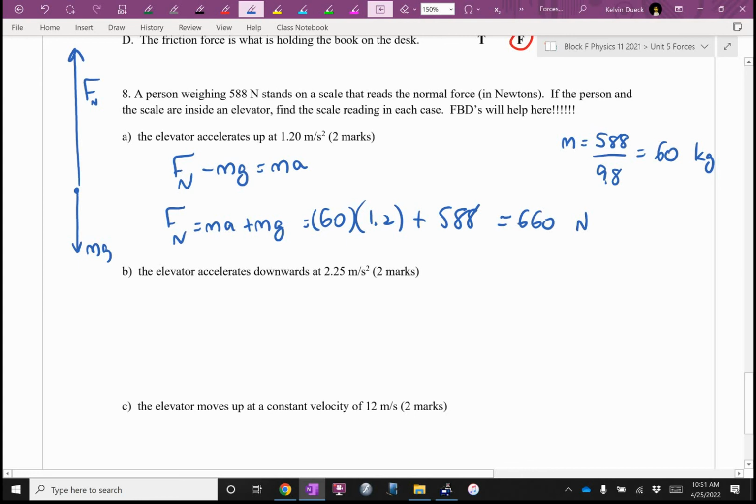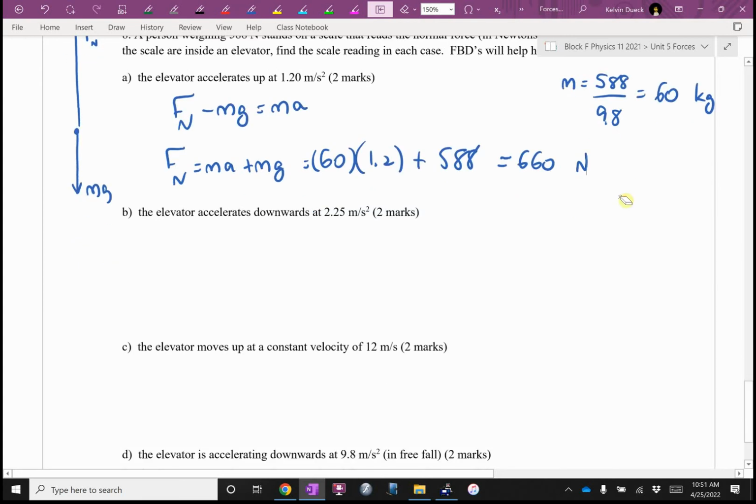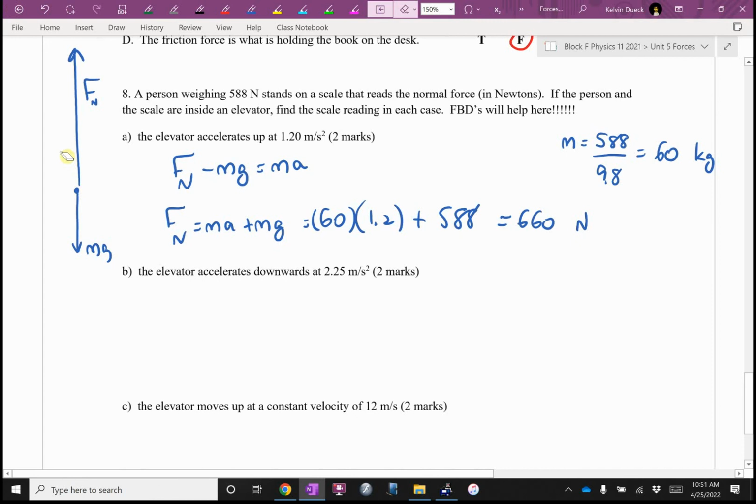Okay. Elevator accelerates downwards. Now I got a little bit lazy and I said, maybe I can just imagine this free body diagram. If we're accelerating downwards, which arrow would be longer? More specific, in my free body diagram, which arrow would be longer? Which force? mg. Who would be winning? Same answer. Okay, so I didn't redo the free body diagram. I said it's going to be mg minus normal force equals ma.